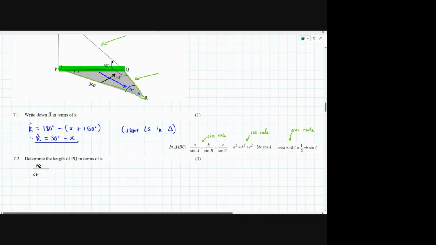And then it goes over sine of the angle opposite PQ. So this would be over sine of 30 minus x. That's the angle opposite it. This is equal to my other side that I have, which is 300, over the angle opposite it, sine of 150 degrees. And so what we now need to do is solve for PQ. So I am going to multiply both sides by the sine of 30 minus x, because I no longer want that on my left.